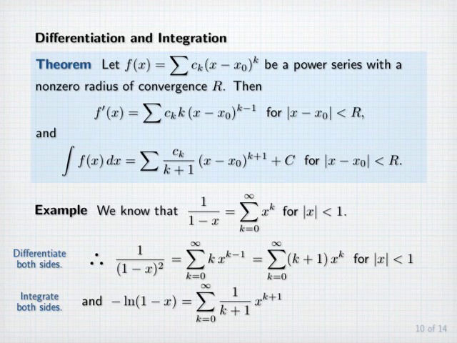Now, by shifting the summation index by 1, we have that minus the natural log of (1-x) is equal to the sum from k equals 1 to infinity of 1/k times x^k for the absolute value of x less than 1.